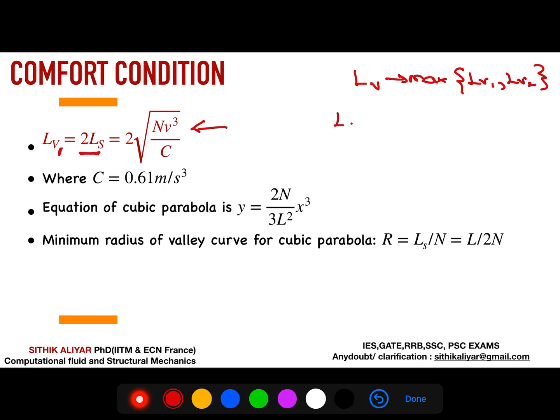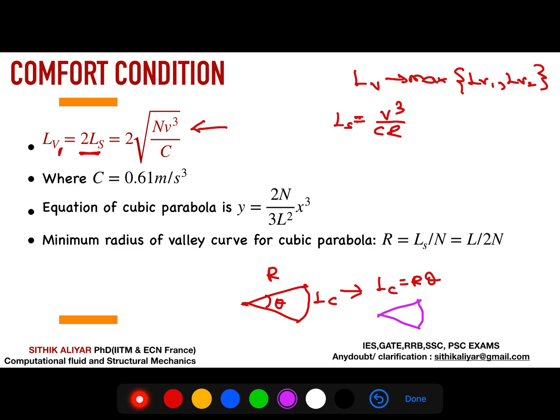If you remember, length of the summit curve we can write as V cube by CR, right? And if you remember your school mathematics, any arc which is cutting, we can say the arc length as r theta if the theta is very small. So bringing the same story to our valley curve or transition curve. This angle n is the deviation angle. It is how much two gradients are deviating, and this is the length of the transition curve, this is the radius of the transition curve at any point. So length of the transition curve can be written as Rn.